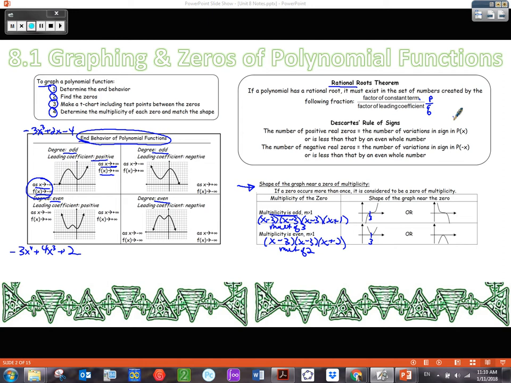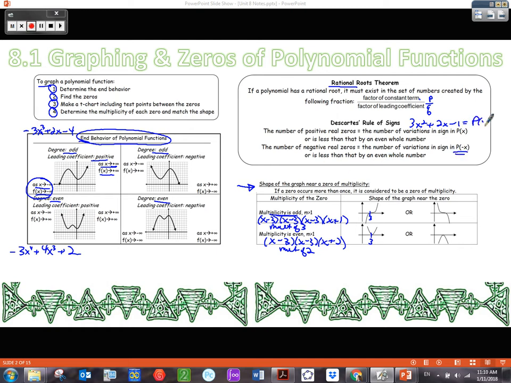The number of variations in sign of the polynomial is talking about, like, if we have 3x squared plus 2x minus 1. So this is our polynomial. I go from a positive to a positive. That is not a sign variation, is it? There's no sign variation. I go from a positive to a negative. That would count as one sign variation. So that means that there's one positive real zero for this polynomial that I just made up.